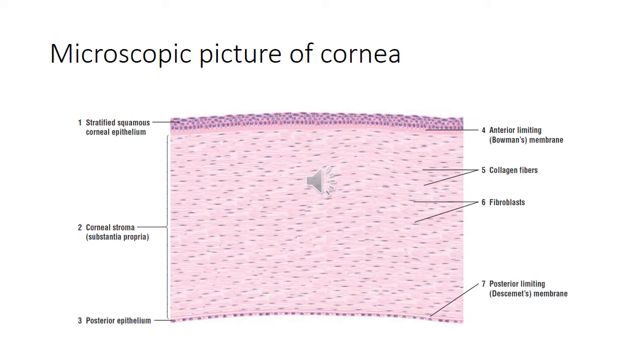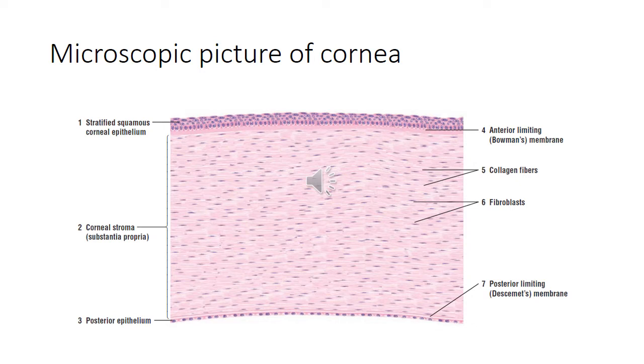Now this is the microscopic picture of the cornea. As you can see, the number one layer is the stratified squamous corneal epithelium. Then number two is the basement membrane, which is actually the anterior limiting membrane or the Bowman's membrane, on which are resting the low columnar epithelial cells. Then you can see the substantia propria or the corneal stroma.